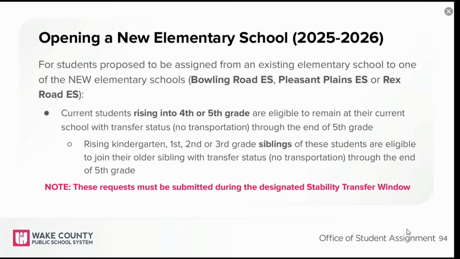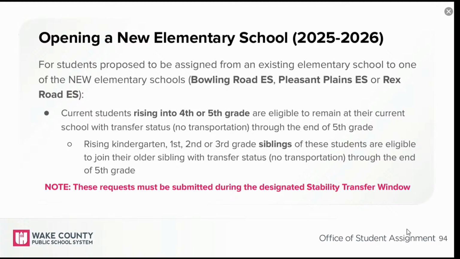The first set of recommendations is that if a student is in an area that's being recommended to be assigned to one of the new elementary schools, so that's specifically Bowling Road Elementary, Pleasant Plains Elementary, or Rex Road Elementary, we would use the same rules that you approved for Woods Creek Elementary last year, which is an expansion, not just rising fifth, but also rising fourth. So any current student who will be rising into fourth or fifth grade that's already attending an existing school that's being recommended to be assigned into one of the new schools would be eligible under this set of recommendations to remain assigned to their current school as long as they can provide their own transportation.